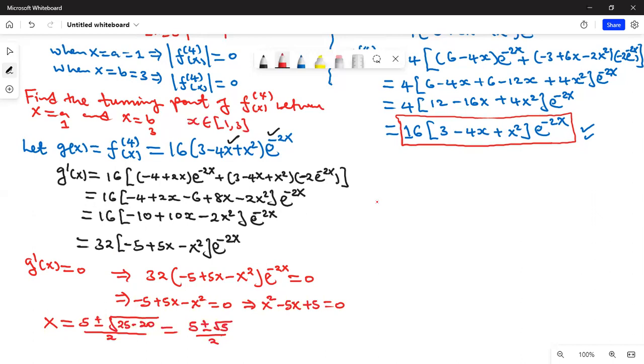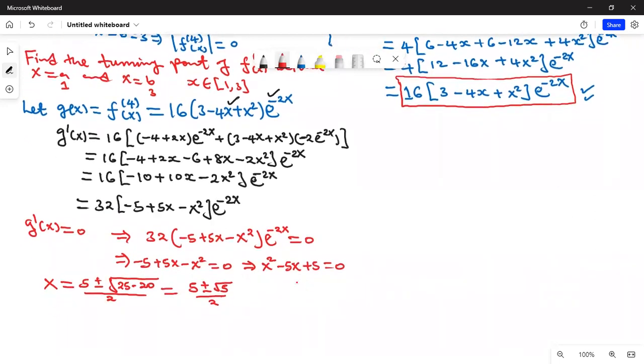We have 5 plus root 5, and the answer you divide by 2. We are going to get 3.61. That is not within the interval 1 to 3. What about if it is 5 minus? If I use minus, I'm going to get 1.38, which is clearly inside the given interval, which is 1 to 3.